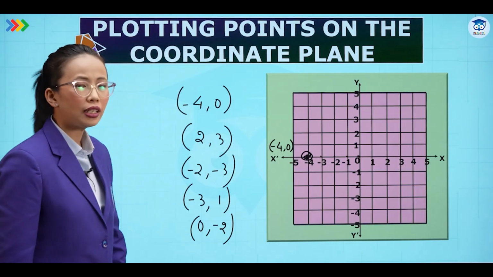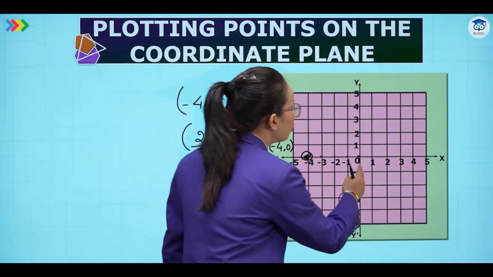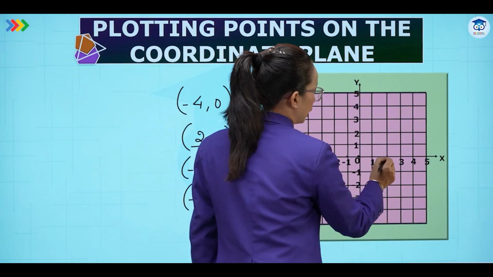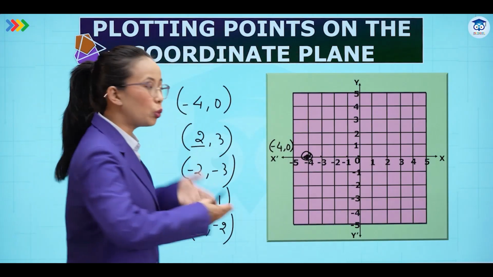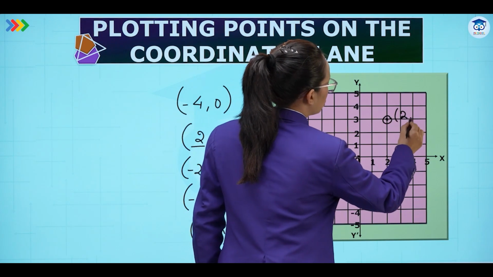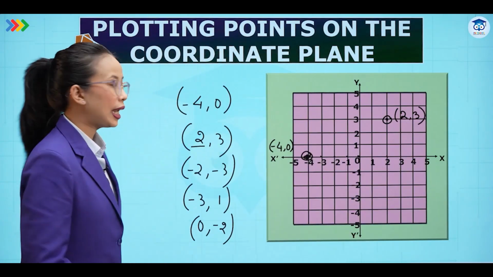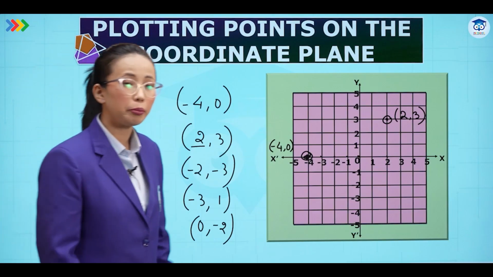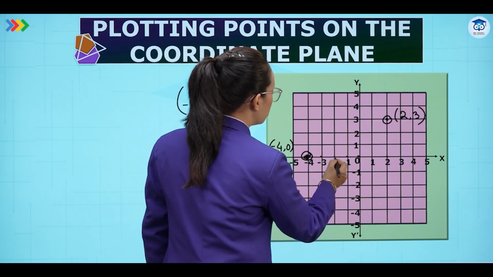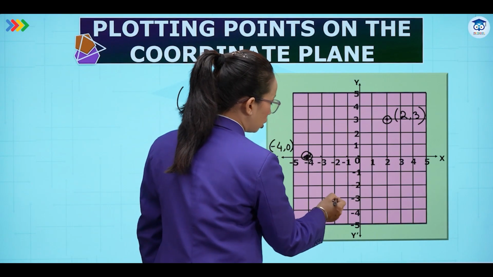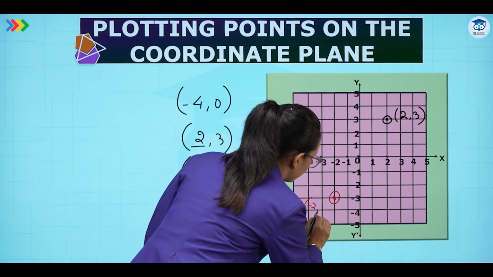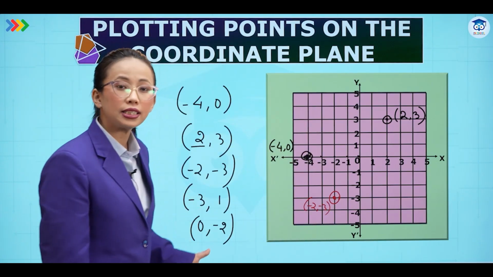Next we have 2, 3. The first value is 2, so we will move 2 steps toward the right side, 1, 2, right? And then 3 is positive, so we'll go up 3. So 1, 2, 3. So this represents 2, 3. Next we have -2, -3. -2 will start moving towards the left side, 2 steps, 1, 2. And then -3 will go down, 1, 2, 3. So this represents -2, -3.